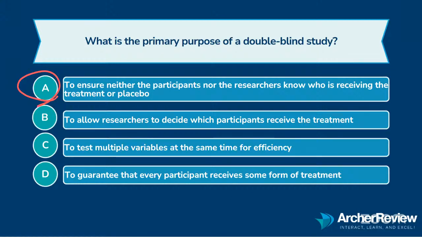All right, C, to test multiple variables at the same time for efficiency. So we've talked about that quite a bit. If we have more than one variable changing, we don't know which one is responsible for the outcome. So we can only change one variable at a time. D, to guarantee that every participant receives some form of treatment. And we talked about that earlier too, that no, every participant is not going to receive some form of treatment. That is all part of having a control group and an experimental group. Unfortunate, I'm sure in some cases, but a necessary evil if we want to determine how effective that medication is.